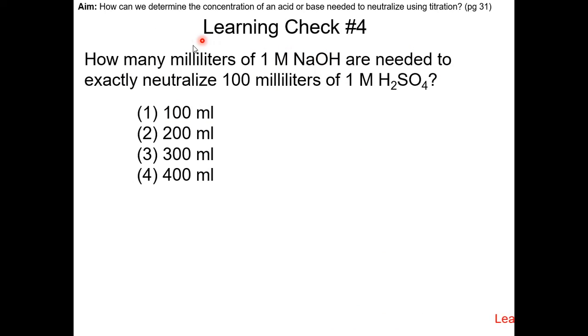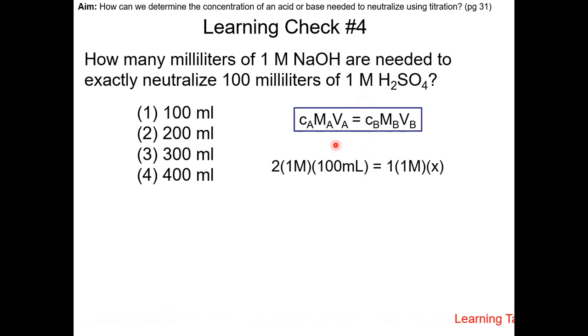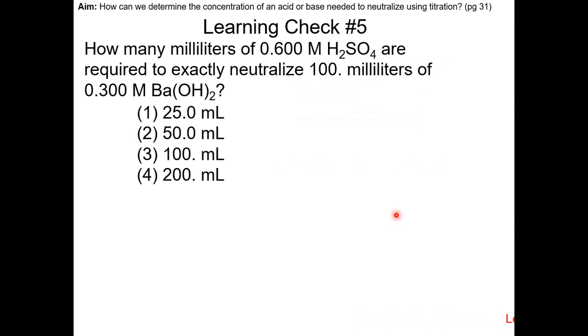Learning check number 4. How many milliliters of 1 molar NaOH are needed to exactly neutralize 100 mL of 1 molar H2SO4? Pause the video and resume once completed. So we have to use the titration equation. The C for the acid will be 2 for sulfuric acid. The C for the base will be 1. We plug into the equation and we're solving for the volume of the base. We get 200 milliliters.